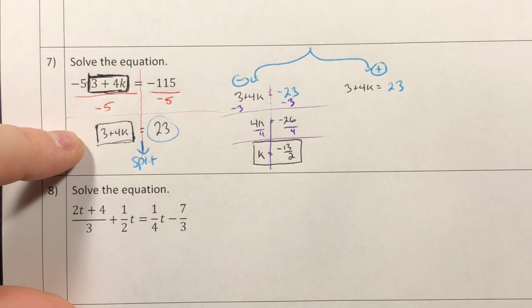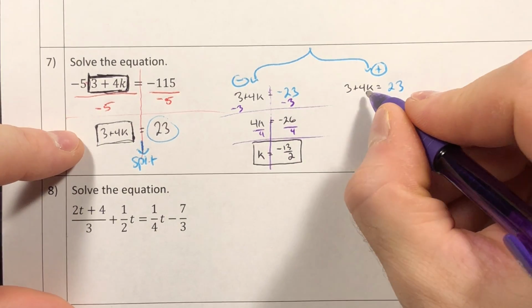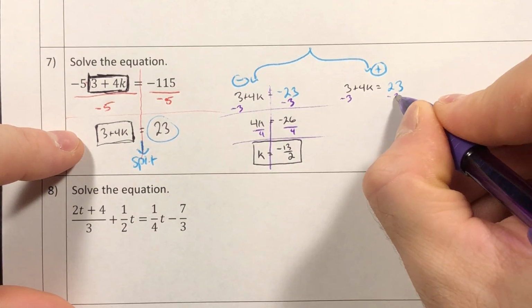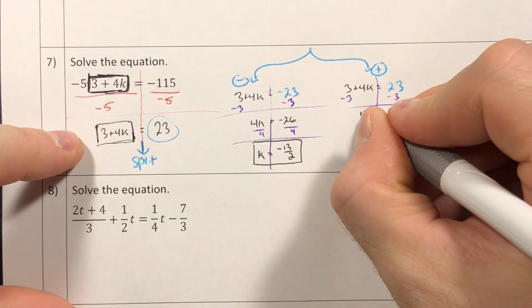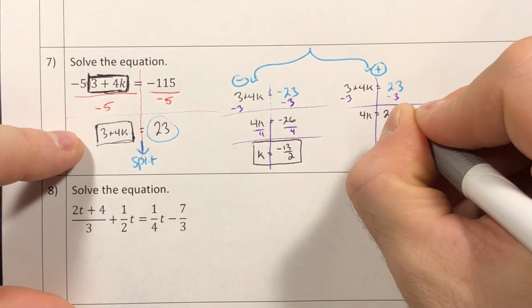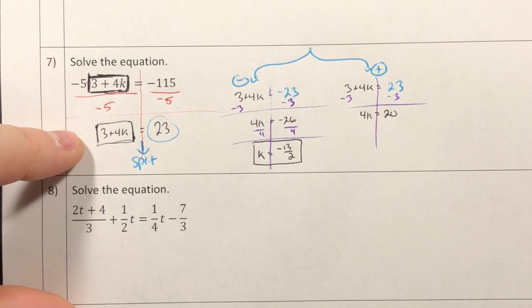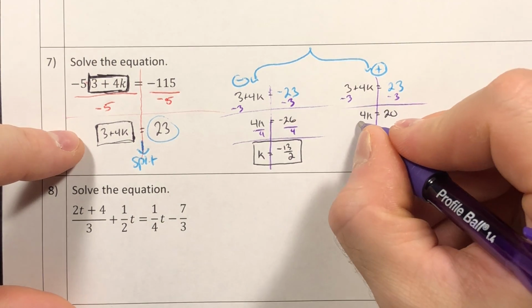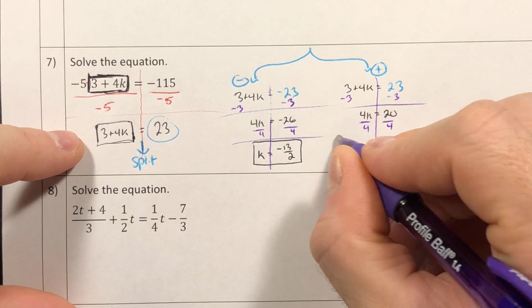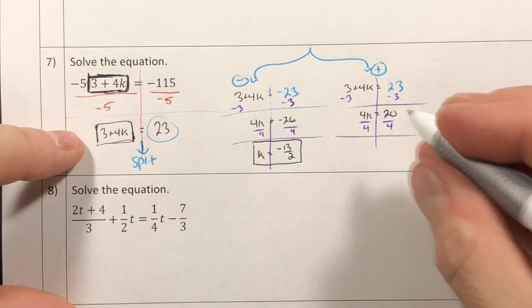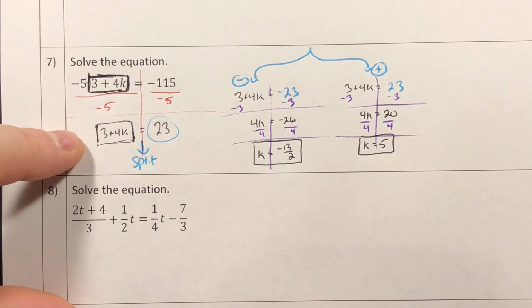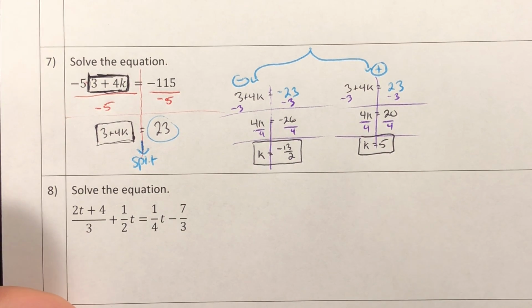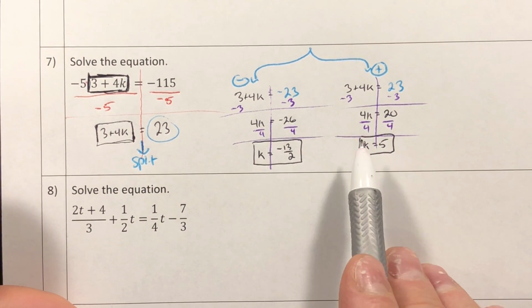Answer number 2, let's work this one. So I'm going to take this and subtract 3. That's going to leave me with 4k is equal to 20. The next step is I divide by 4, and I get k is equal to 5. That's answer number 2.